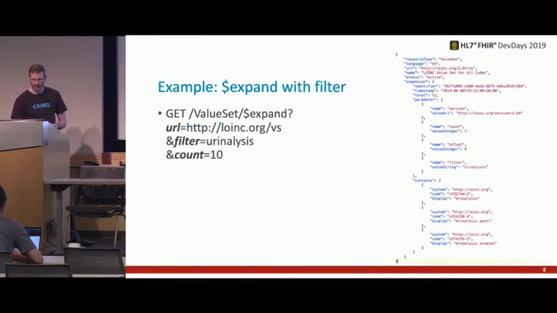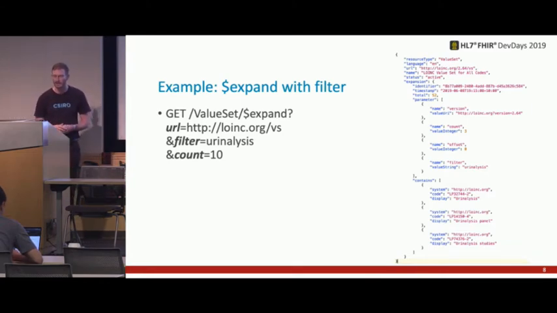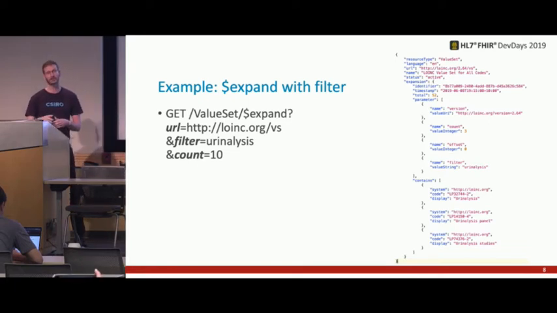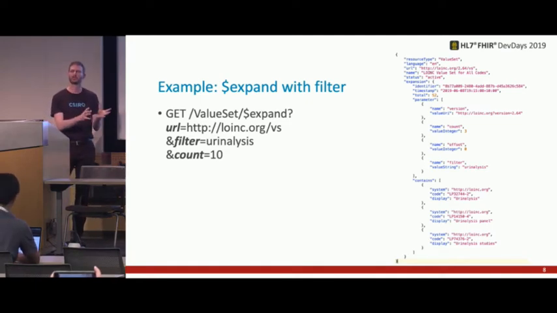On the other hand, this is another expansion request. So in this case, I'm asking to expand a value set whose URL is http://loinc.org/vs. That is the value set for all of the codes in LOINC. In this case, I've given it a filter. So I've said I want codes that match the text filter urinalysis. And I just want the first 10.